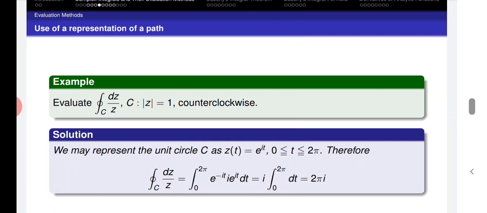Therefore, the integral over C of dz upon z, converted into a function of t with limits 0 to 2 pi, is e raised to minus iota t with iota times e raised to iota t dt, which is equal to iota. With applying the limits, we have the final answer as 2 pi iota.